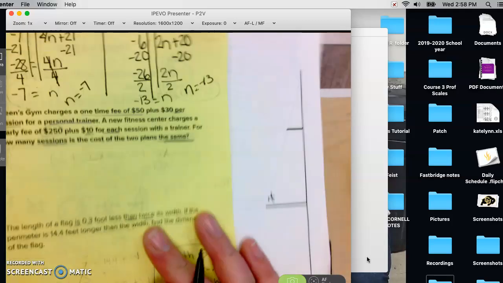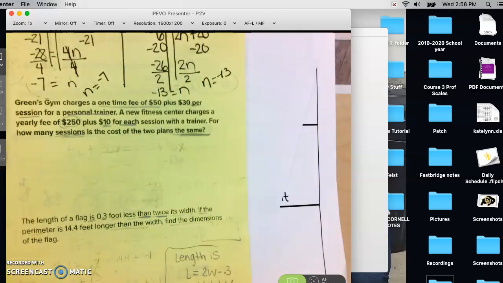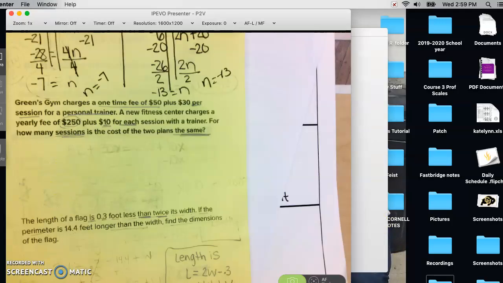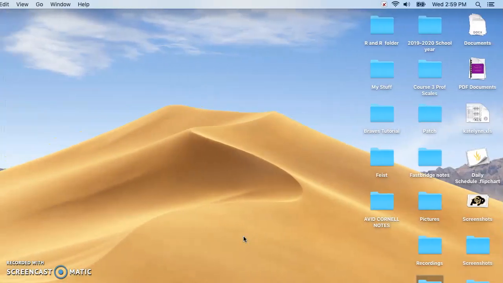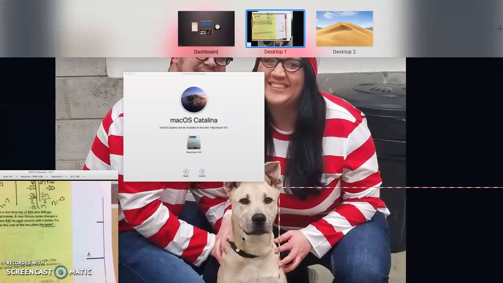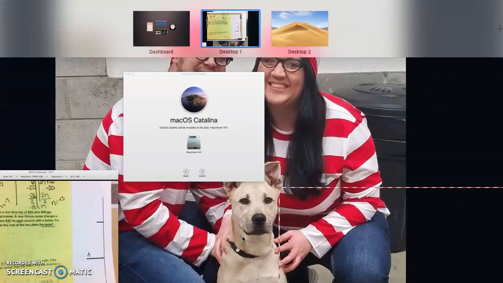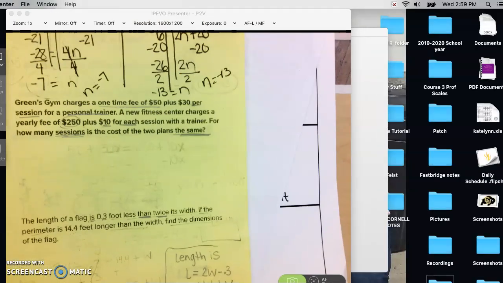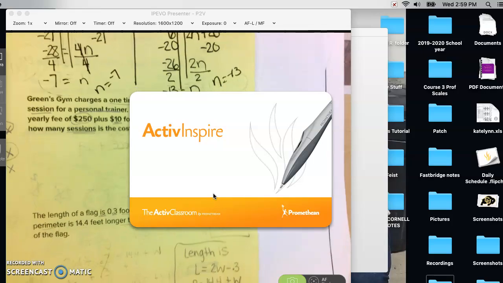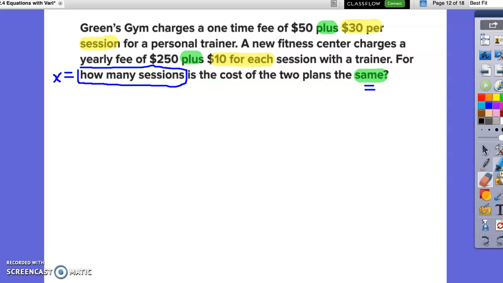All right, we have a word problem. Nope, that's not what I'm looking for. Sorry. I need to find my, oh, there we go, I closed it. Okay, sorry guys. Let me just pop. Okay, sorry about that. So we have our equation and our word problem.